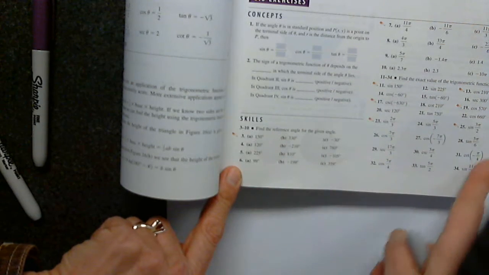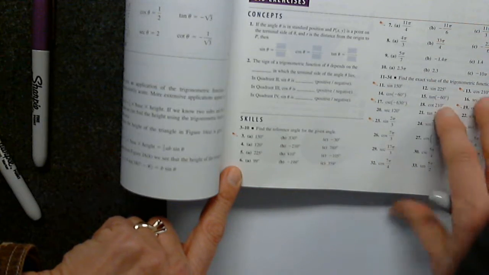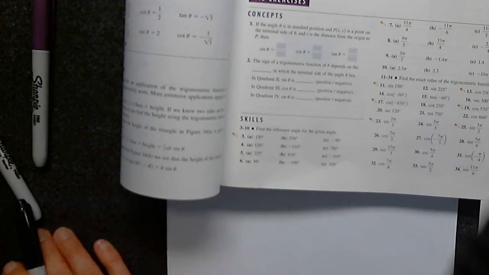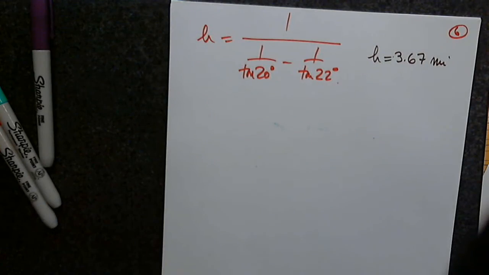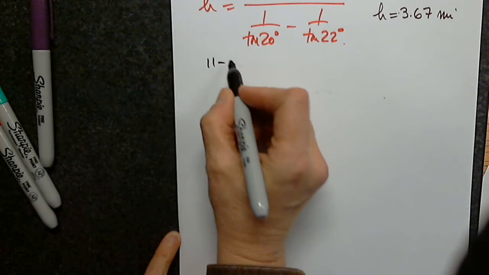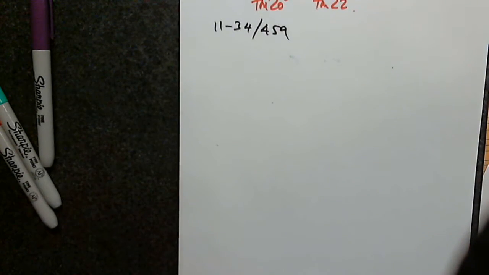Here I would like you to choose anything you want, 11 through 44. Find the exact value of the trig function. We're going to do that for all trig functions, for any angle. So please choose 11 through 34 on page 559. Which one? But you said 559 first. Oh, I'm sorry.